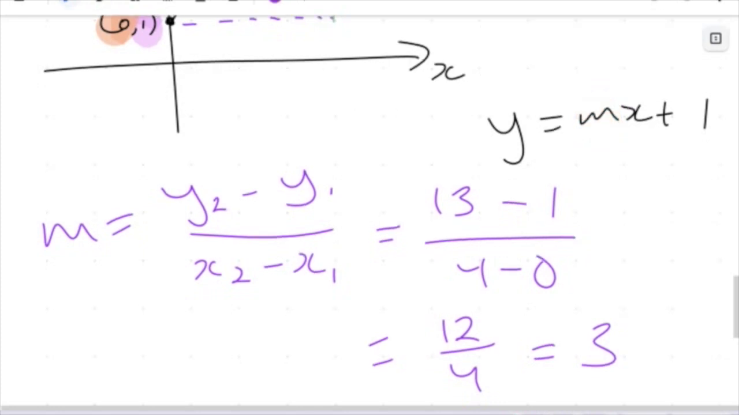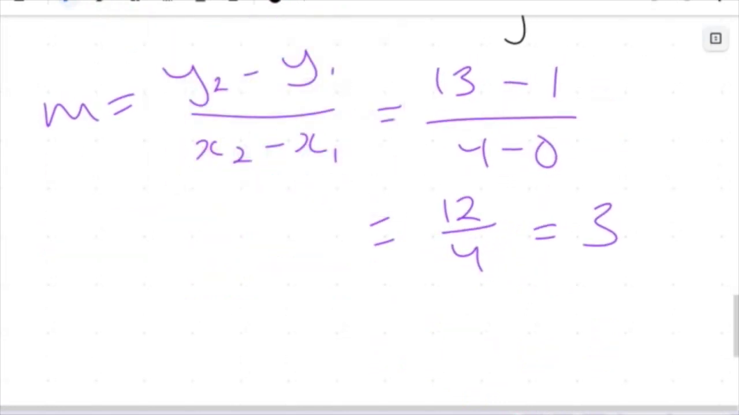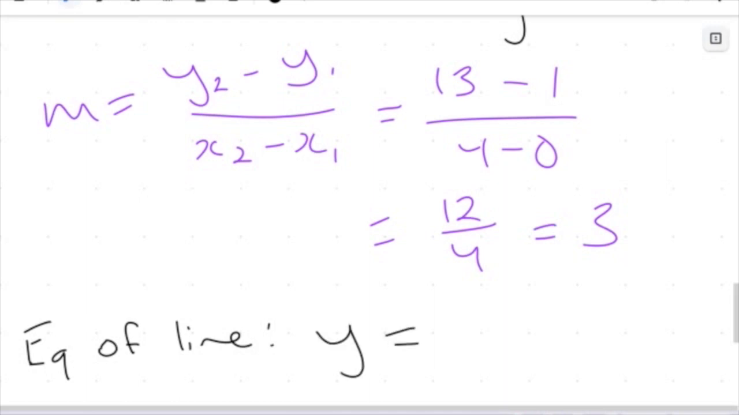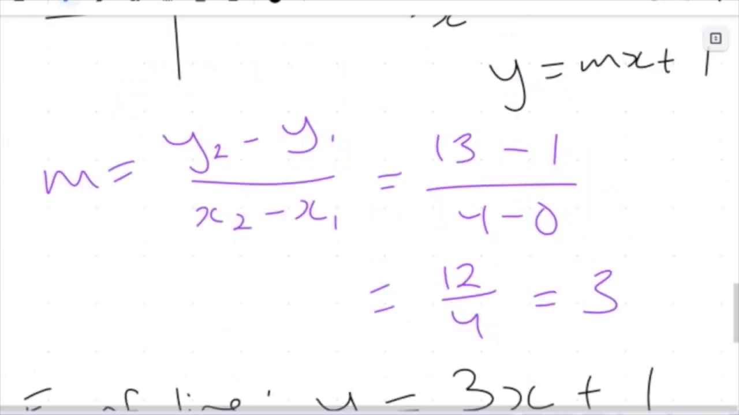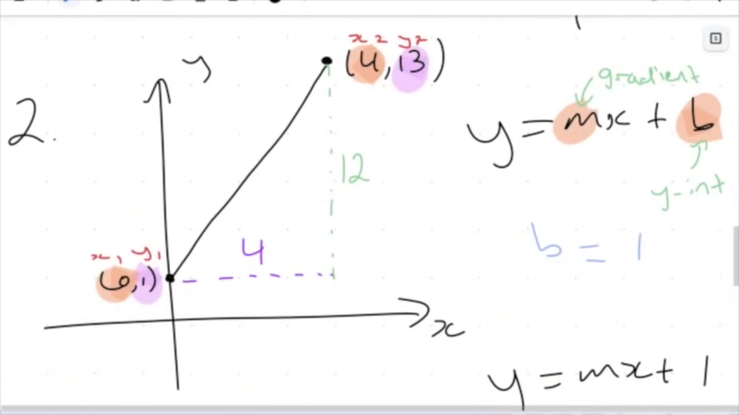So therefore, the equation of my line, the final equation of my line, is going to be y equals, instead of my m, my gradient, I'm substituting in 3. I get mx plus my y-intercept, which my b here we found is going to be 1.